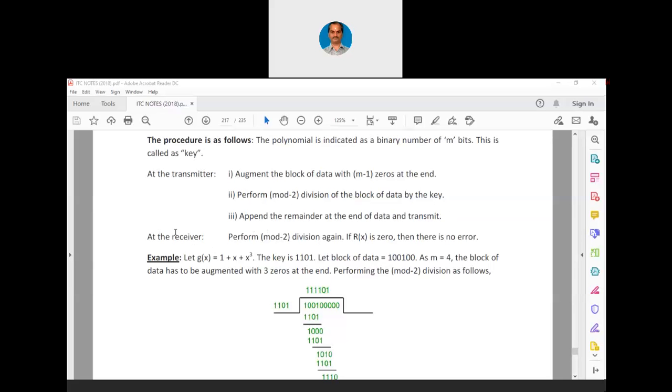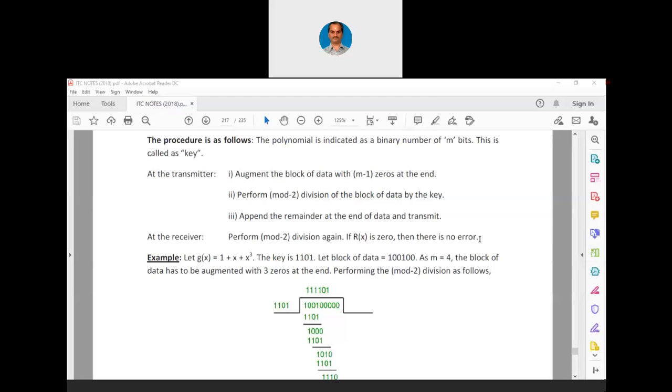Now at the receiver, perform modulo 2 division again. If r of x is 0, that is, if the remainder is 0, then there is no error. If the remainder is non-zero, then the receiver can go for an ARQ method, asking the transmitter to send the data once again. But in general, whenever a DVD is being played, or the hard disk or USB is being read, the number of errors will always be much lesser.